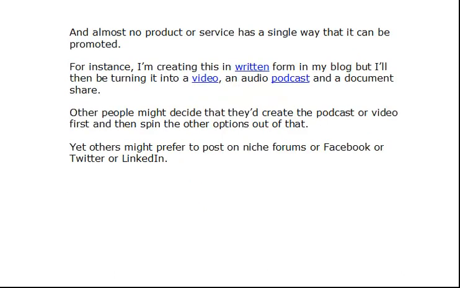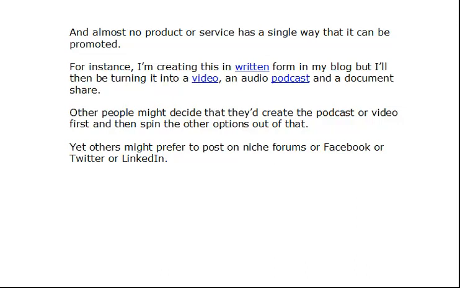And almost no product or service has a single way it can be promoted. For instance, I started initially and created this in written form on my blog, but I'm now turning it into a video, and I'll take the audio from that and turn it into an audio podcast, and I've already put it up as a document share. Other people might decide they create the podcast or video first and spin the other options out of that.